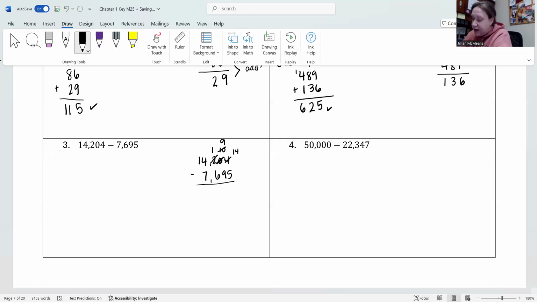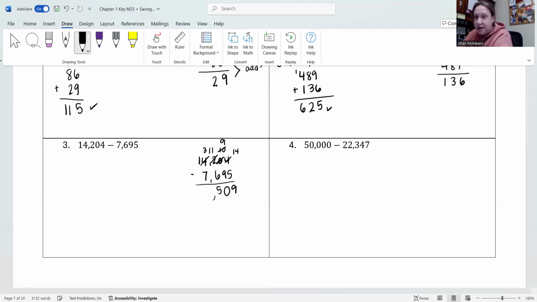So 14 minus 5 is 9, and then the next column is 9 minus 9, which is 0. Then I get 1 minus 6. I can't do that, so I need to borrow again. So directly to the left of 1 is a 4, so I borrow. 4 becomes 3, 1 becomes 11. 11 minus 6 is 5.